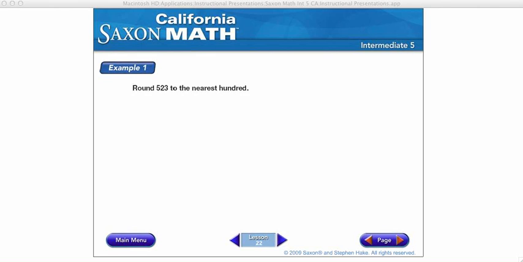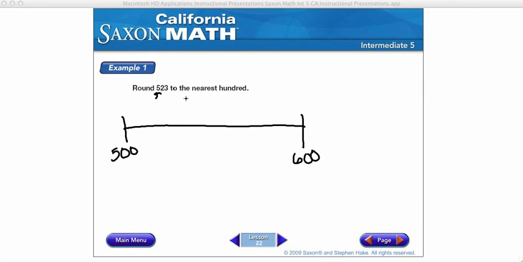So when I'm rounding, I'm going to look for the number closest to my original number. If I'm rounding to the nearest hundred, I know I'm going to look at the hundreds place. And since 523 is in between 500 and 600, my options are to either round down to 500 or up to 600. I'm going to look at the 2 right there to decide whether I round up or down.